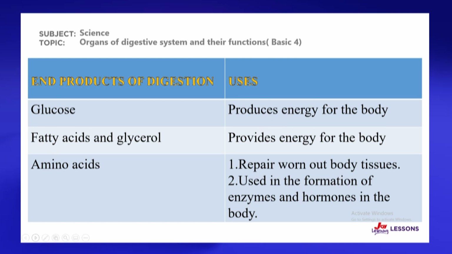So, the end products of digestion and their uses. Remember, we talk about the simplest unit of the food substances. So carbohydrate, the end product, we have glucose, and that is what the body uses. And what do we use the glucose for? Glucose produces energy for the body.